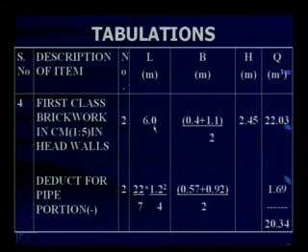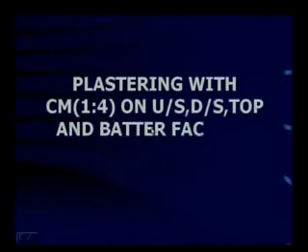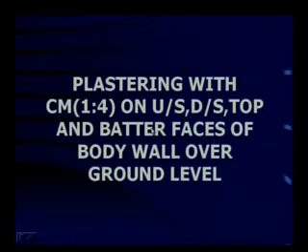Any construction which is made has to be plastered. So obviously the next item would be plastering. Yes, here we move on. Plastering with cement mortar 1:4 on upstream, downstream, top and batter faces of body wall over ground level. Plastering is required only over the ground level, on the body wall, on all the faces, over ground level.